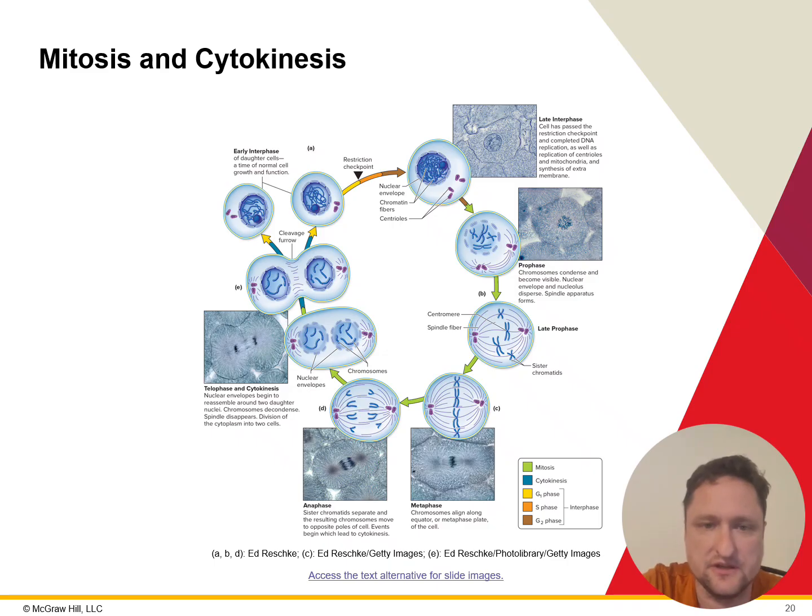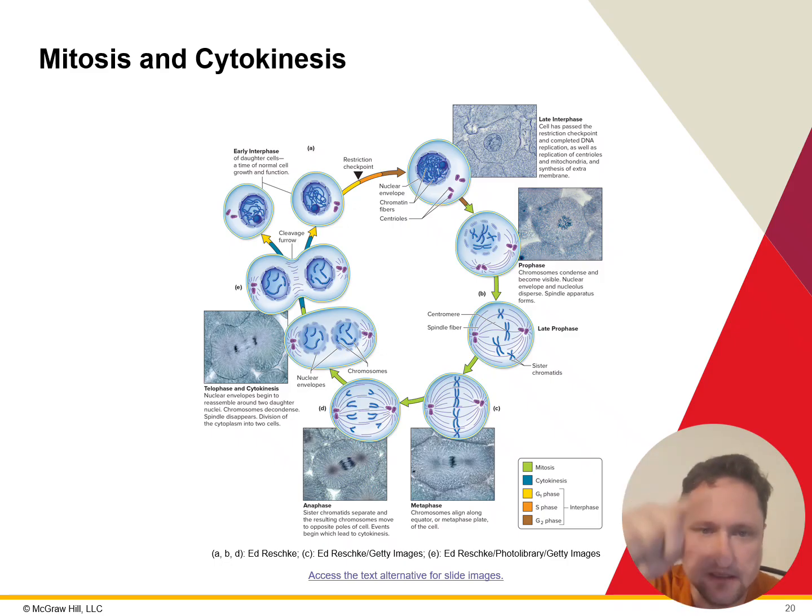Chromosomes here condense and become visible. The nuclear envelope begins to break down, and spindle fibers start to form. And we have late prophase, where the chromosomes are fully condensed. The sister chromatids are connected by centromeres. Centromeres? That didn't even sound right coming off. And spindle fibers attached to centromeres.